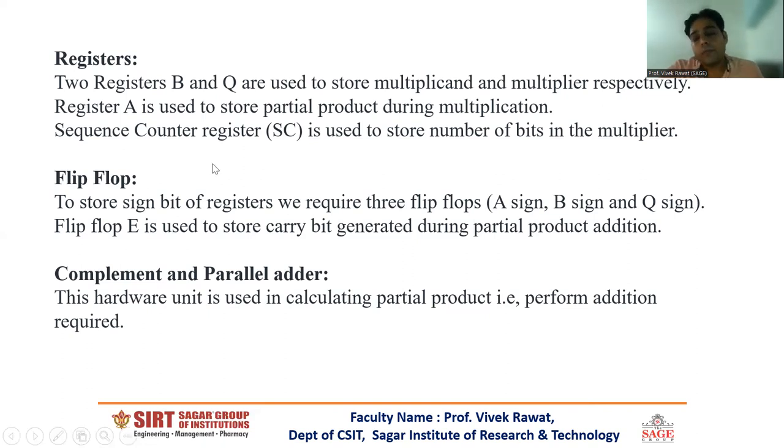Flip-flop. What is a flip-flop? A flip-flop contains only one digit, that is the sign digit or carry digit. To store the sign bit of registers, we require three flip-flops: A sign, B sign and Q sign. Flip-flop E is used to store carry bits generated during partial product addition. This is the theory part. You need to write this theory part in your RGPV answer.